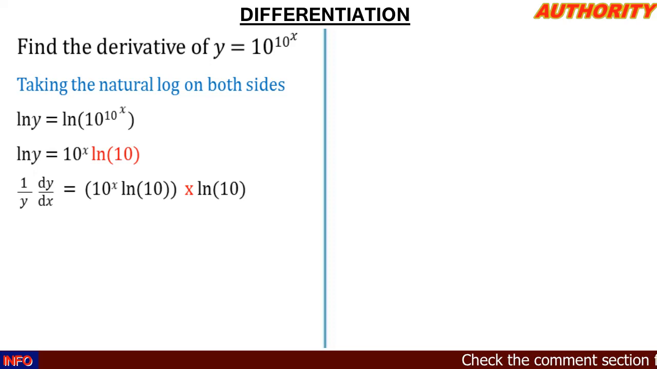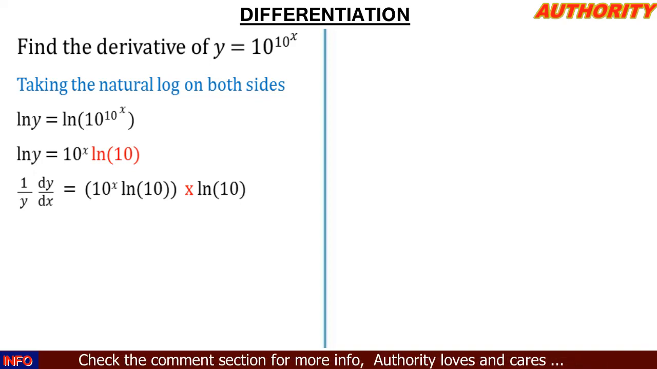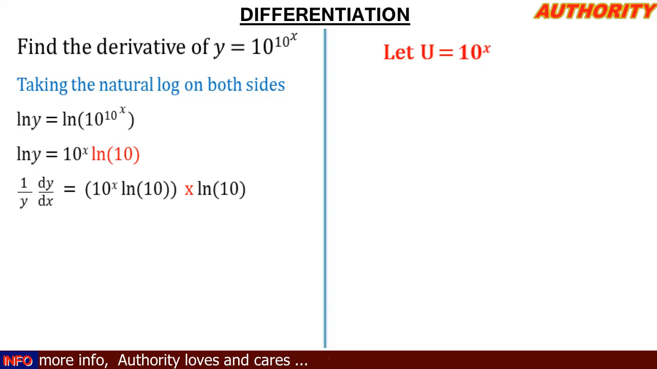Here we are going to apply the product rule. We find the derivative of 10 raised to power x, then multiply by ln 10, and then find the derivative of ln 10, then multiply by 10 raised to power x. Now let's do so. Let u equal 10 raised to power x. Let's find the derivative of 10 raised to power x.